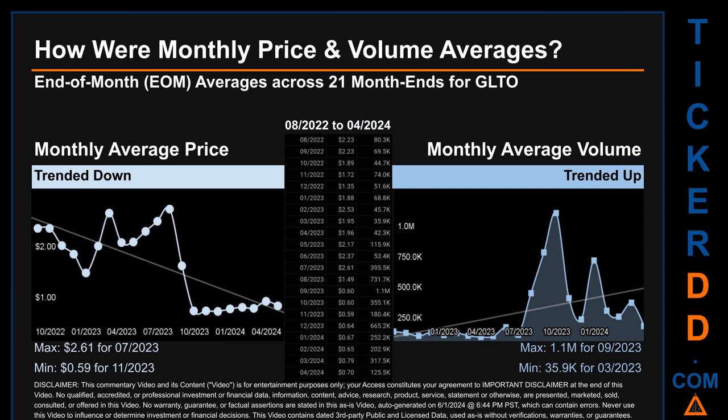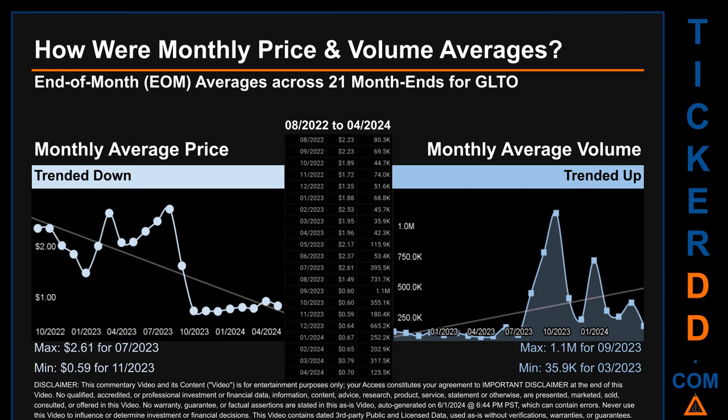How were price and volume averages for GLTO? Across 447 trading days, there were a total of 21 month ends, of which monthly averages for daily price and volume were calculated. Overall, monthly price average trended down while monthly volume average trended up.